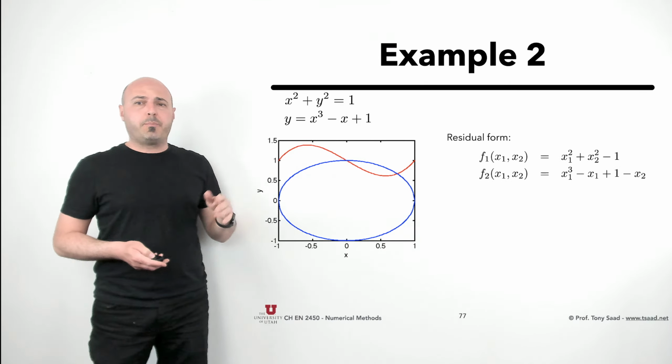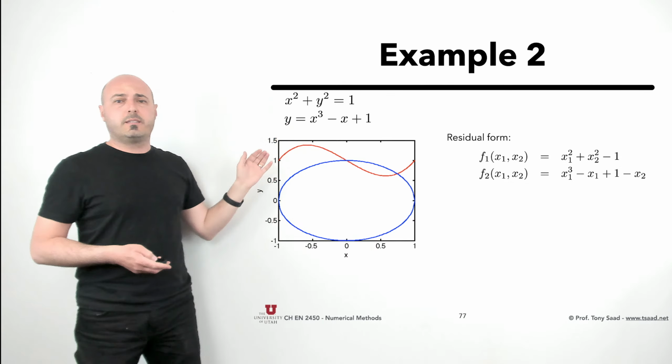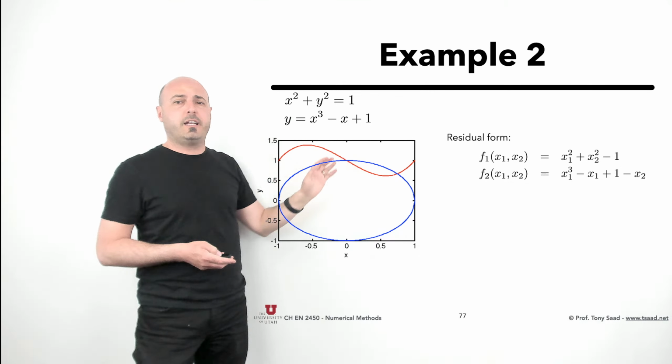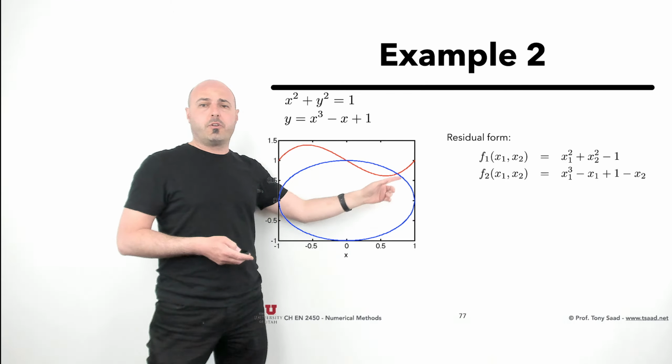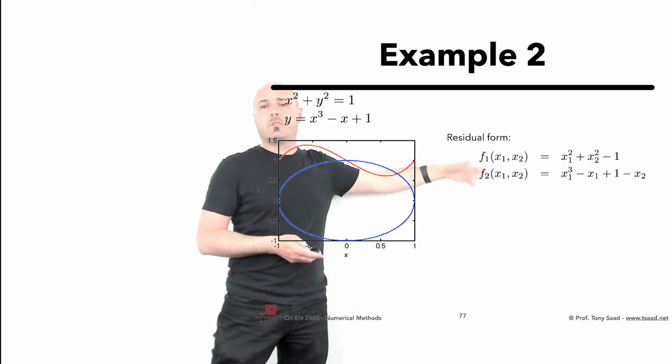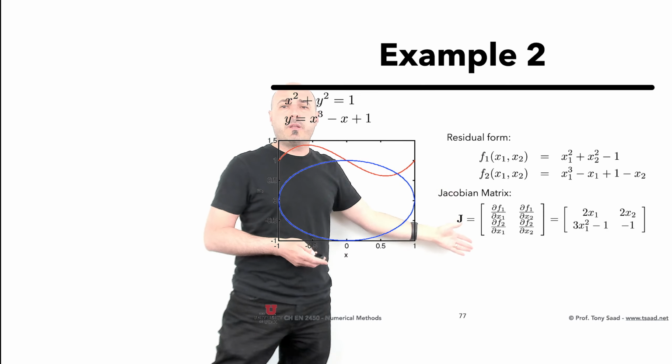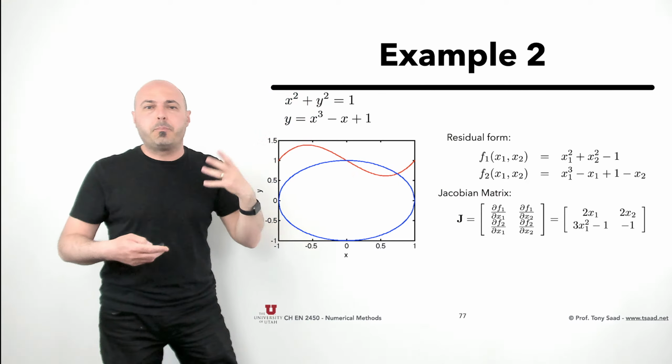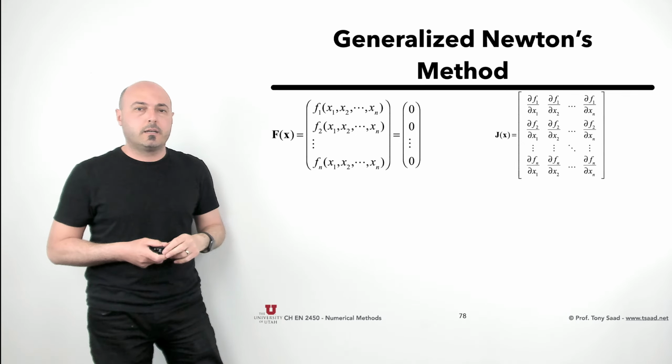Here's another example where it's an intersection between a curve and an ellipse. Those are the roots over here, and these are the equations. You write those in residual form. You get the Jacobian matrix, and it's just a simple routine exercise to do by hand.